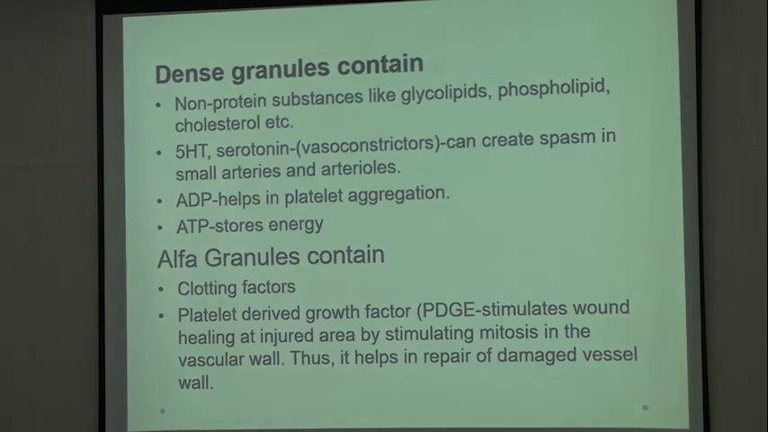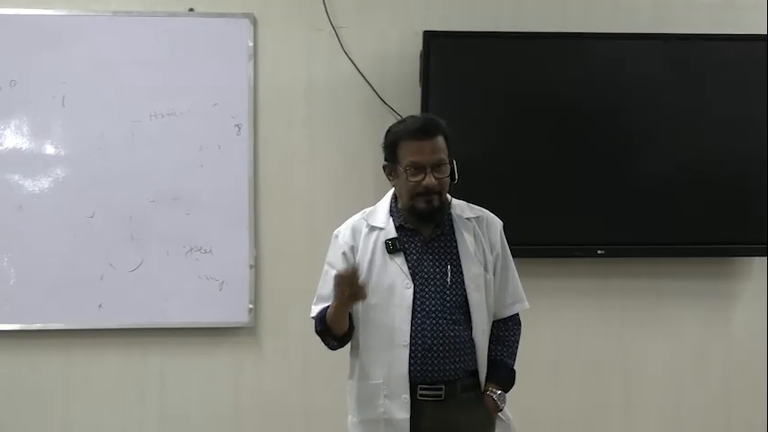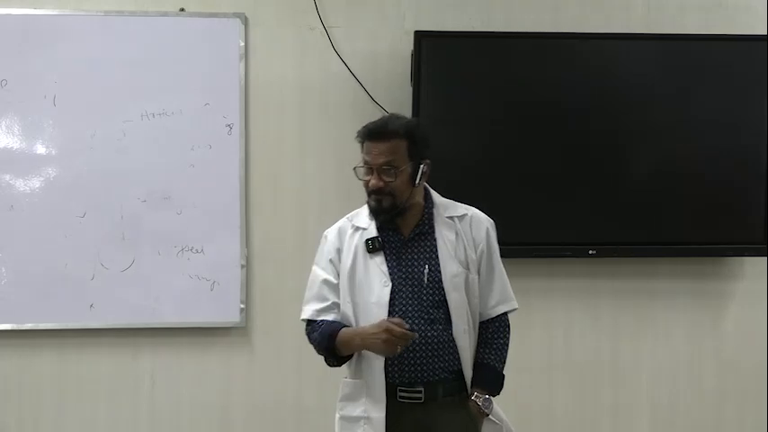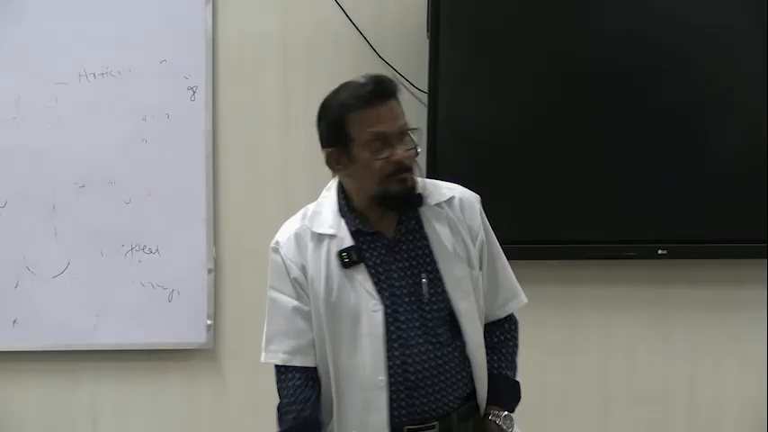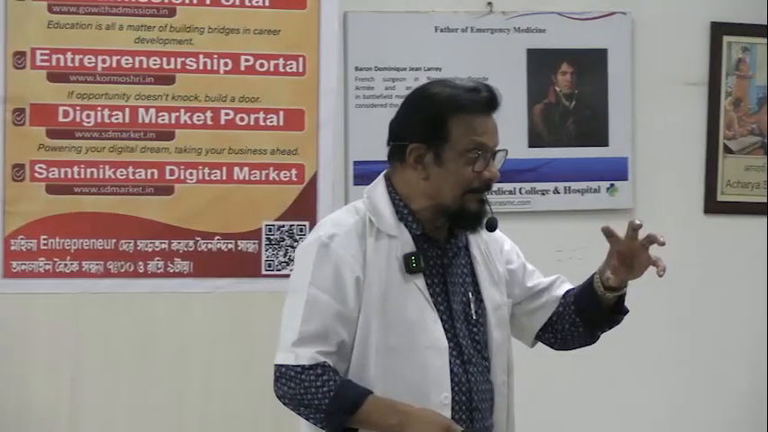Glycolipids, phospholipid, cholesterol. First thing, we know for the clotting mechanism, several factors are required. 12-13 factors are required, and most of these factors are synthesized from these. Function of the platelets is also to produce the coagulation factors. So these will be synthesized from these sources. For that reason, they are present within the cell. And there is 5-hydroxytryptamine and serotonin. They are vasoconstrictors.